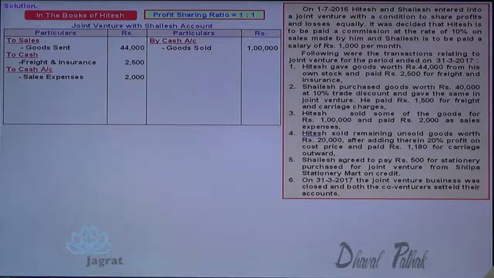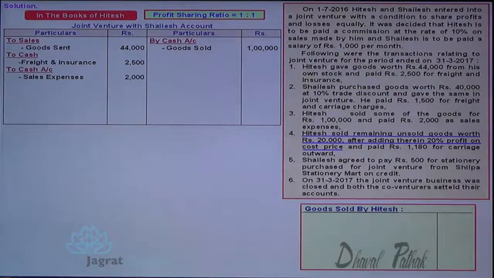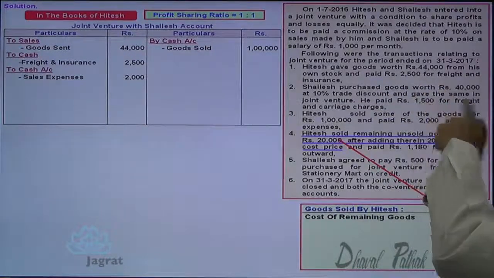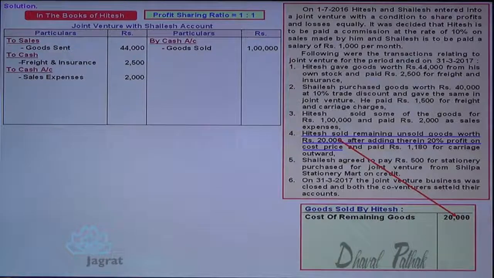Now Hitesh sold remaining goods 20,000 after adding 20% profit on cost. So to find out the cost, we should add the proportional expenses. So here I want to find out the cost on which I am going to add 20% profit to find out the sales price. The purchase price of the goods is 20,000. The expenses incurred at the time of purchase of goods: Hitesh paid 2,500, Shailesh paid 1,500. So 2,500 plus 1,500 are the purchase expenses.